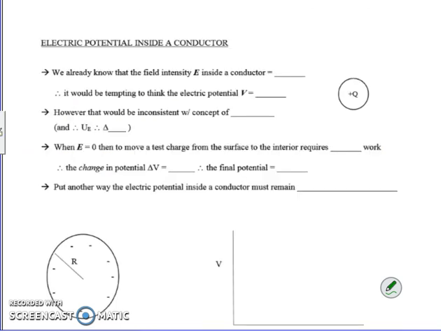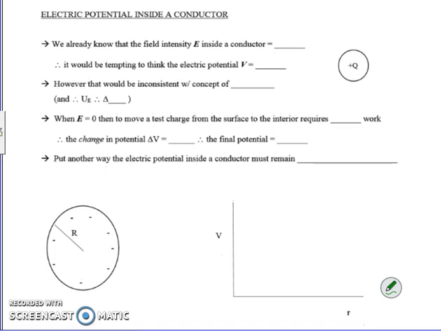Lastly, in the last few minutes, let's look at inside a conductor. What's true of voltage? If I've got a positive field charge right here, we know that the voltage field is going to be positive everywhere else, and it's going to drop off with distance. How about inside? Well, what do we already know? We already know that field intensity inside a conductor is always 0. So it would be tempting to think that the electric potential inside there would be 0. However, that would be inconsistent with the concept of work.